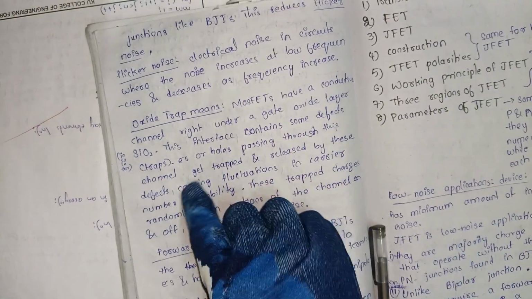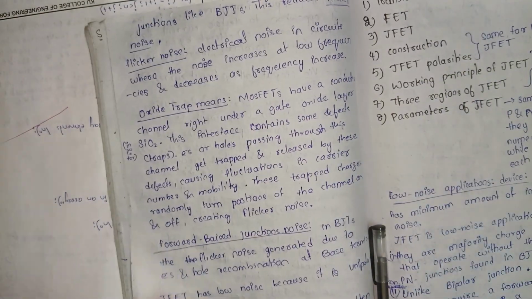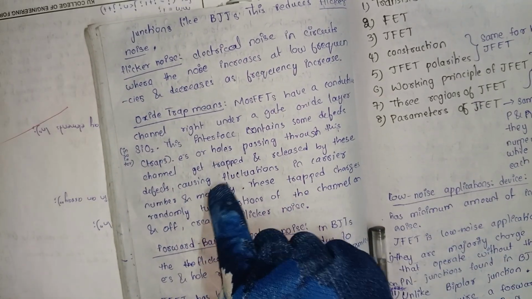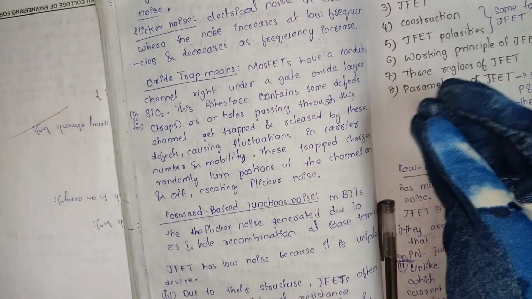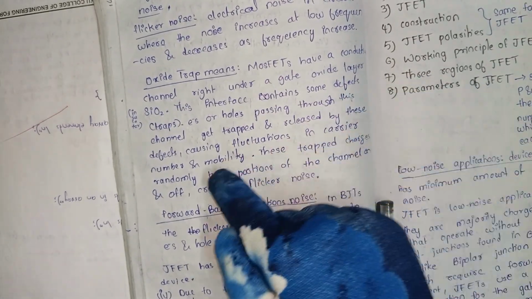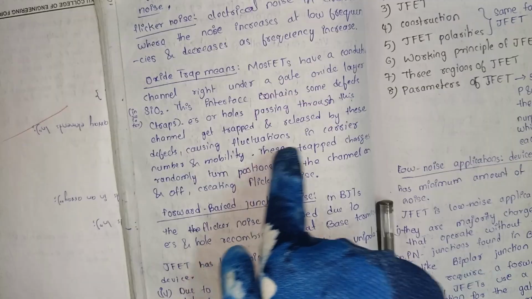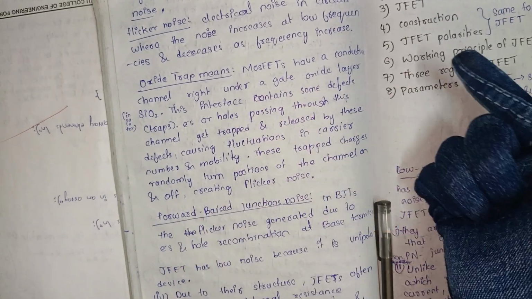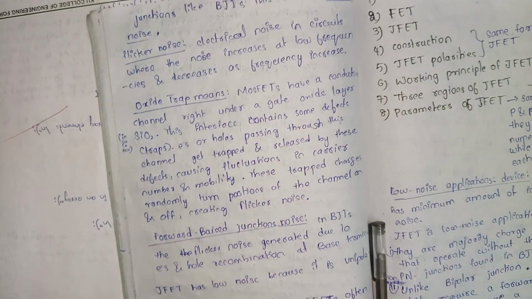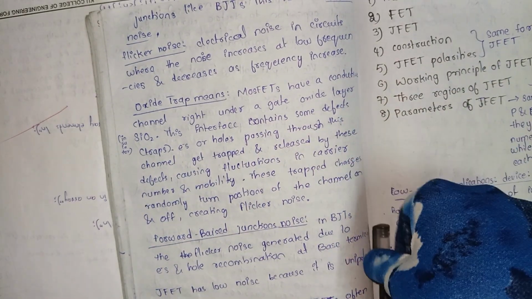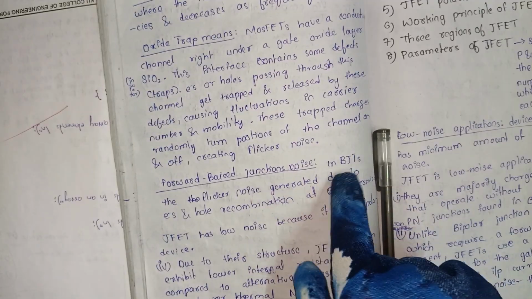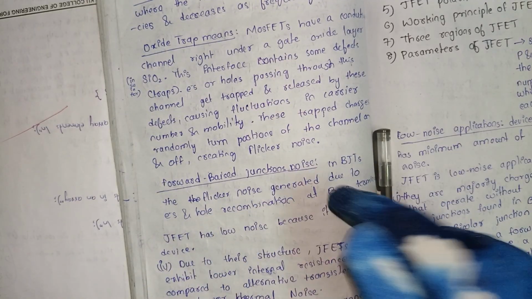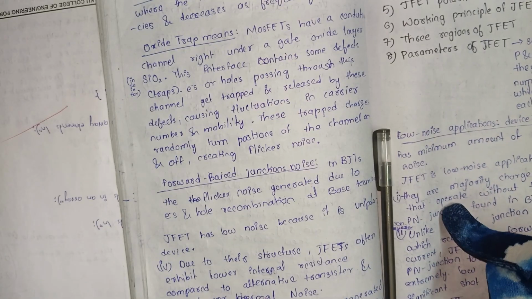That's why electrons or holes passing through this channel get trapped or released by these defects, by the gate voltage, causing fluctuations in carrier number and mobility. These trapped charges randomly turn portions of the channel on and off, creating flicker noise. So that's why it creates flicker noise. In forward biased junctions in BJTs, the flicker noise is generated due to electron-hole recombination, as I said here.